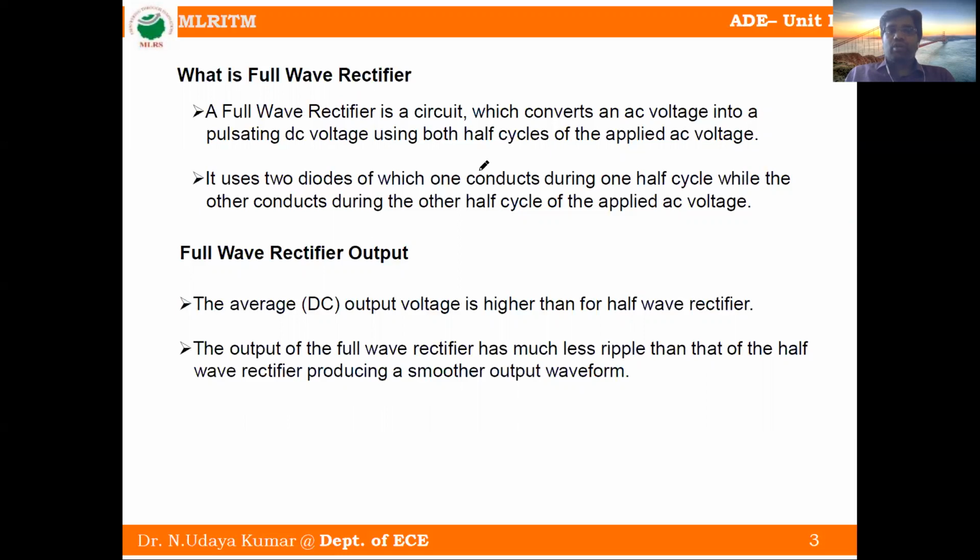or we can say two portions. This one is AC, alternating current. We can convert both cycles, positive and negative, and we can get the pulsating DC. Pulsating DC we will get.